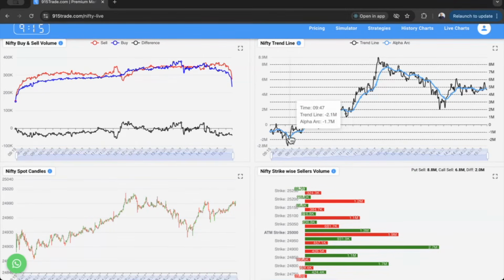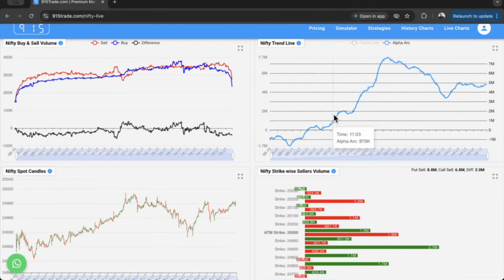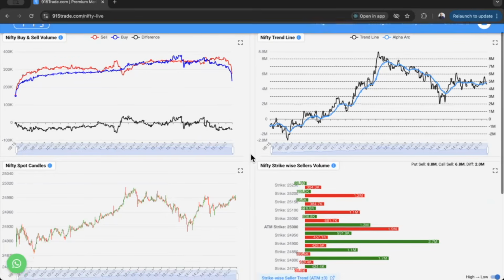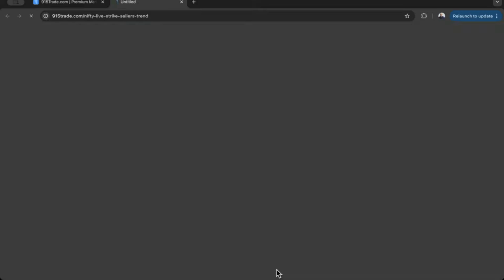We have got a lot of traders who look at this and take their positions just based on alpha arc and trend line. Now the trend line is the real volume. The alpha arc is nothing but a smoothed version of the trend line, just so that it removes noise and gives you an overall picture of which side the market is going. As simple as that. So I've explained to you futures, spot, strike wise, sellers and buyers, which is call sell and put sell, and then the trend line. That is what we have in the platform. Very simple. We also have something called a strike wise seller trend.